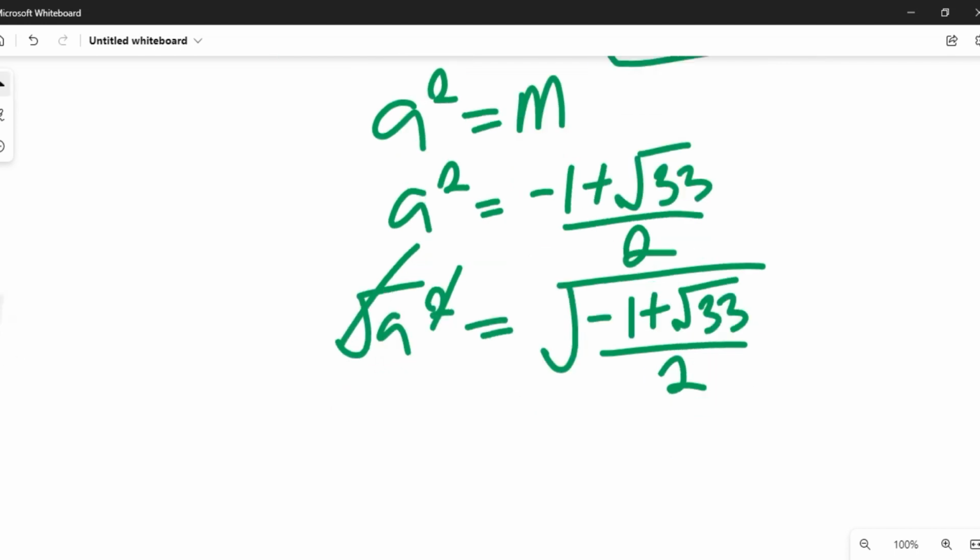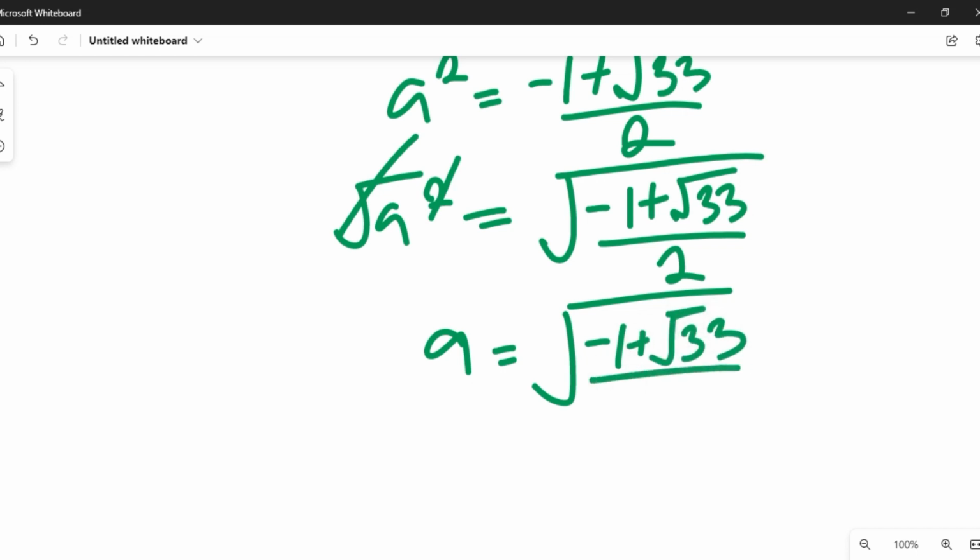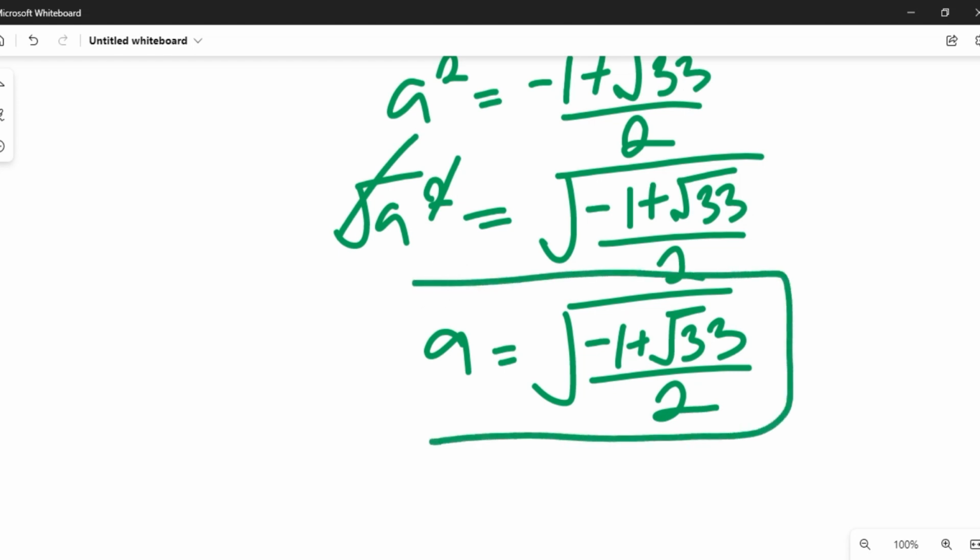I will definitely have a value for a finally to be equal to square root of what? Minus 1 plus square root of what? 33 over 2. So this is the value of a that satisfies that exponential equation, a raised to power 8 minus a square all over a raised to power 4 minus a square equal to 9.